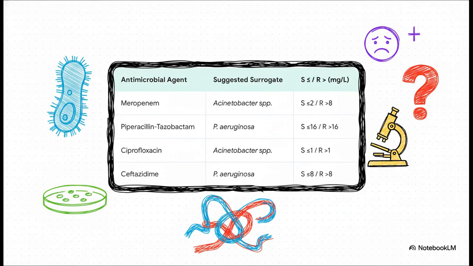So for Psychrobacter phenylpyruvicus, we look at its relatives. For something like meropenem, you'd use the Acinetobacter breakpoints. For an agent like ceftazidime, you'd pull the breakpoints for Pseudomonas aeruginosa. This isn't just a guess, it's a rational, defensible strategy that lets you give the clinical team a meaningful interpretation.